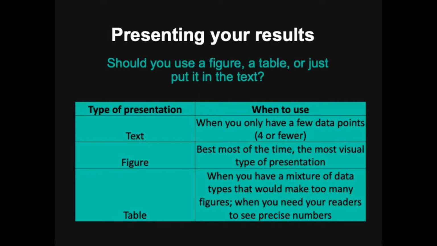So how do you decide how to present your results? Are you going to use a figure? Are you going to use a table? Or maybe you'll just put it into the text. When you have only a few data points, let's say 4 or fewer, it doesn't make a lot of sense to make a table or a figure for that small amount of data. And so in that case, it's best to just put it into the text in a sentence in your results paragraph.